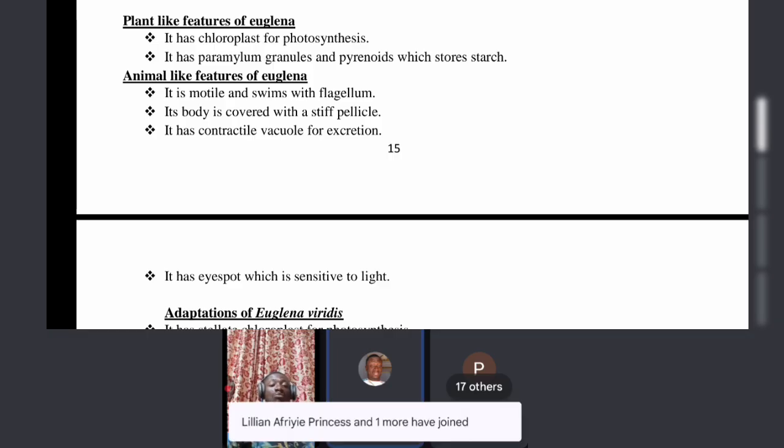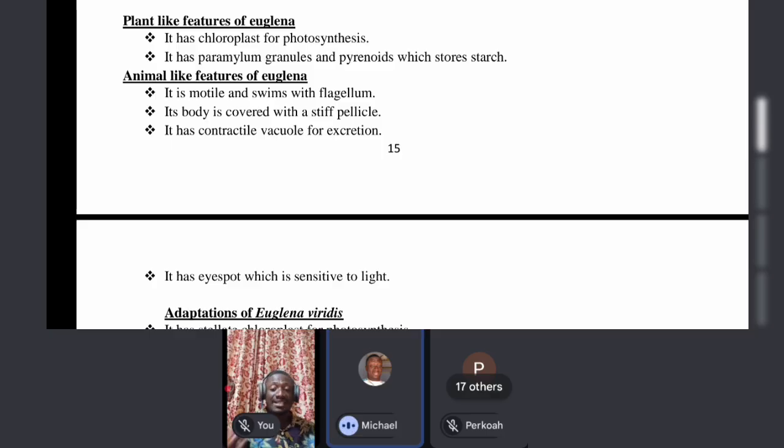It is motile. Motile or mobile means the same thing. Motility and mobility are the same thing, so please don't get confused. Motile and mobile mean you can move. If you say you are sessile, S-E-S-S-I-L-E, that means that you can't move.